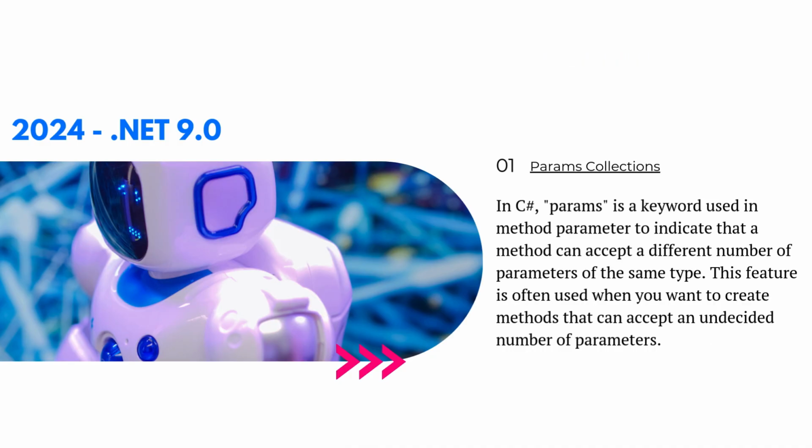In C#, params is a keyword used in a method parameter to indicate that a method can accept a different number of parameters of the same type. This feature is often used when you want to create methods that can accept an undecided number of parameters.